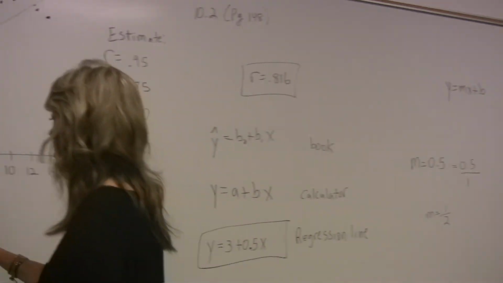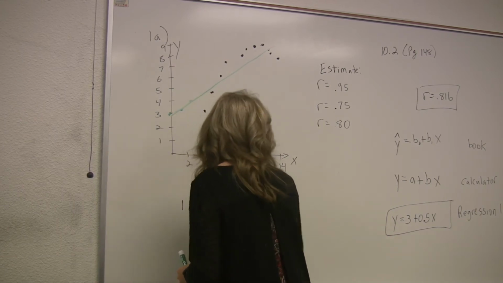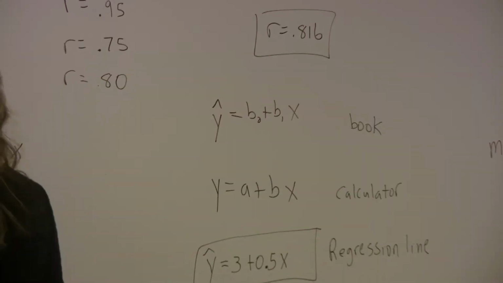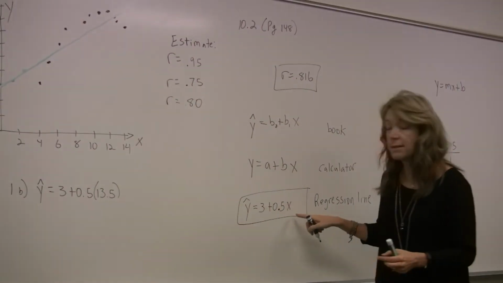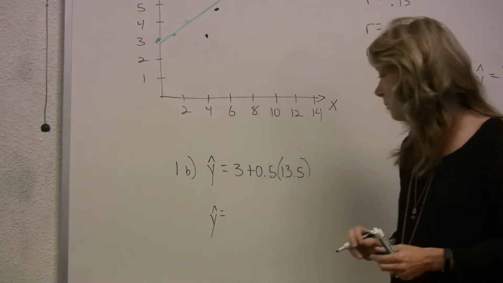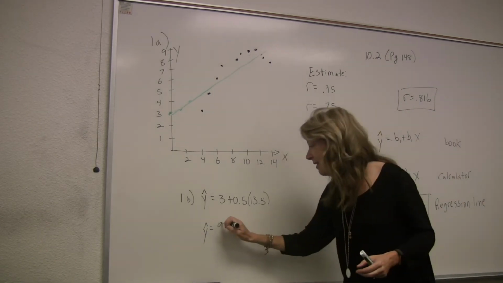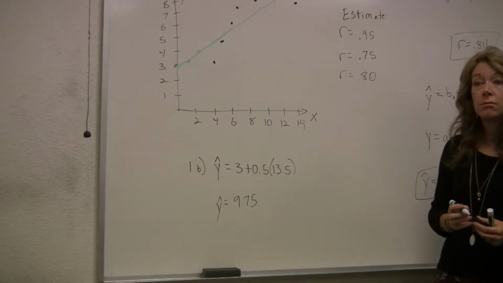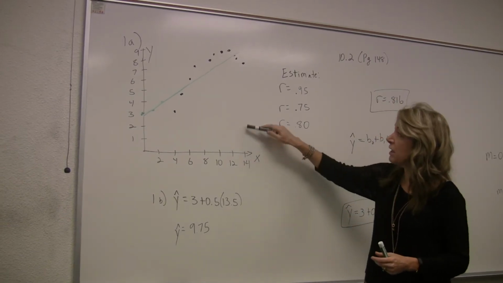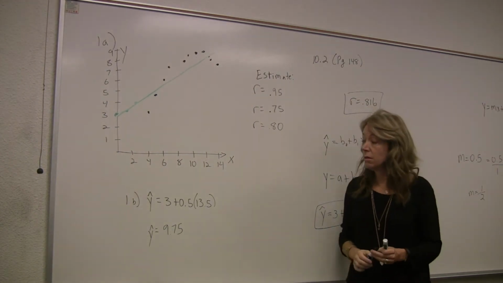So for 1b, my y hat, I didn't put my little hat on it. It doesn't really matter. I don't care if you write the hat or not, but the computer will. We're going to plug in 13.5 right here for the x. And we will get, let you guys do that, 6.75 plus that 3, right? Oh, 9.75. Does that seem reasonable? If I'm at 13.5, does that look to be about 9.75? Looks like it is pretty much from my scale here. So this is my best prediction.